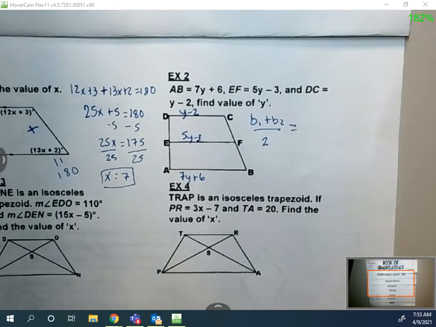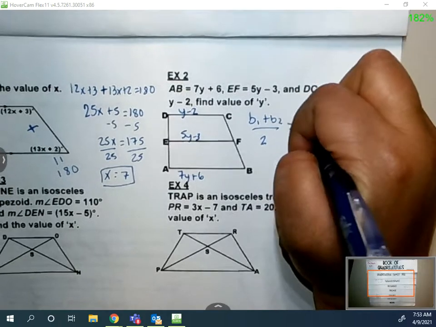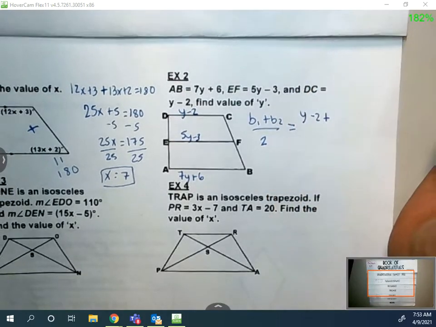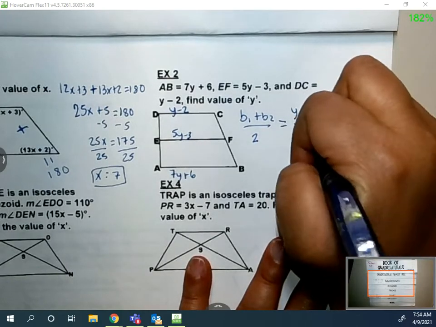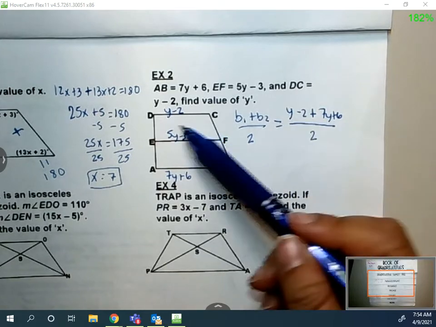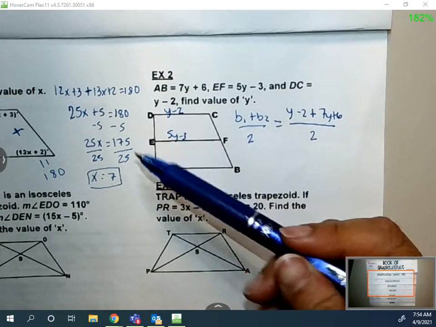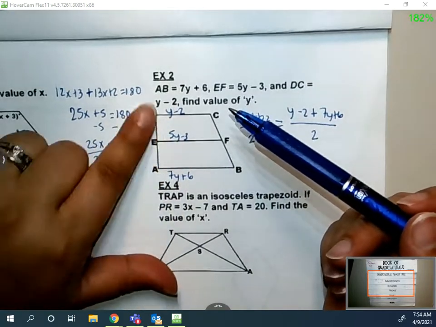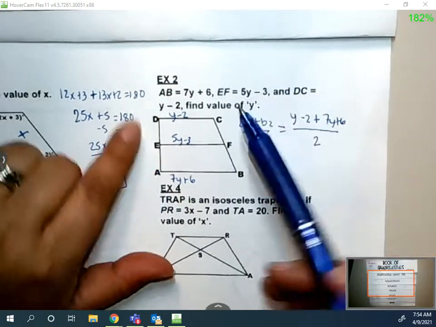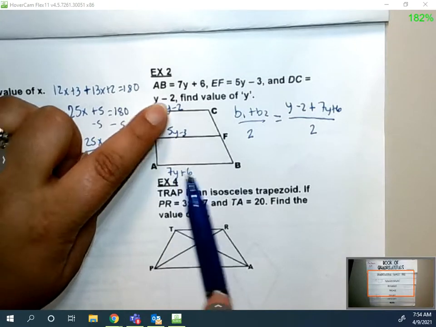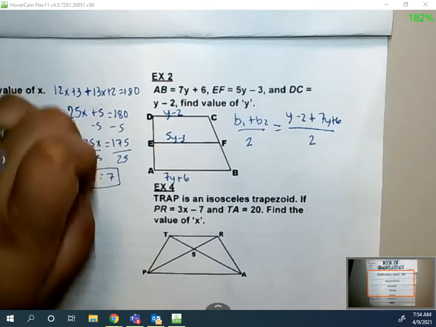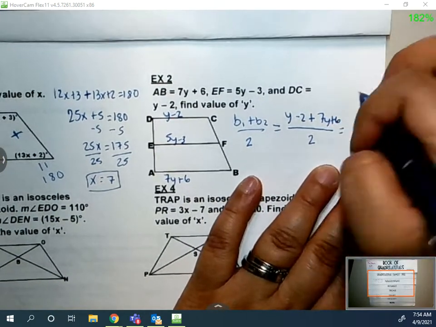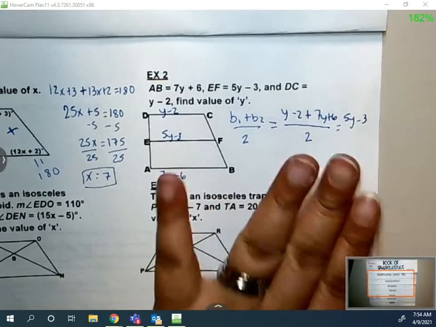Okay, so what's my first base? What is it? DC, which is? So we're going to do y minus 2 plus what? 7y plus 6. All the angles of these add up to 180. They all add up to 360 because it's a quadrilateral. But if we're doing half, what's half of 360? 180. So that means that these two angles are going to add up to 180, and these two angles are going to add up to 180 because they should all add up to 360. Yes? Okay. And so this is going to equal 5y minus 3. Okay.